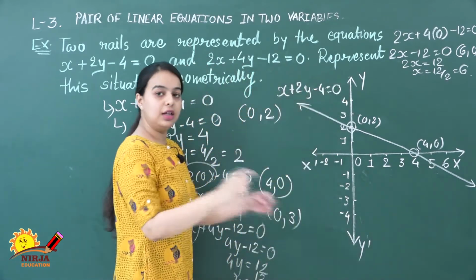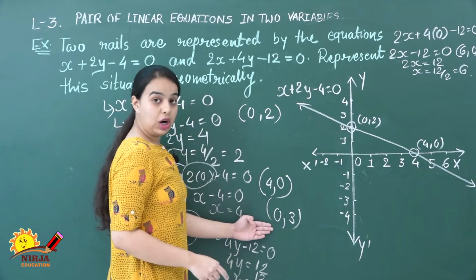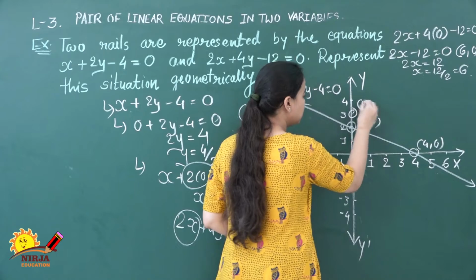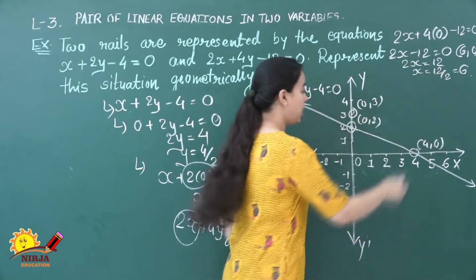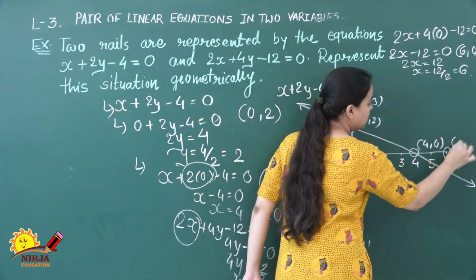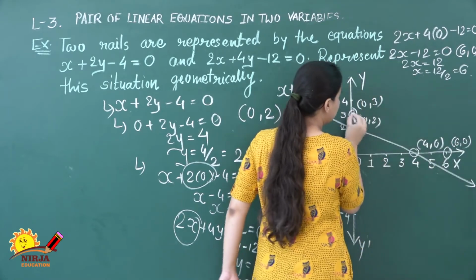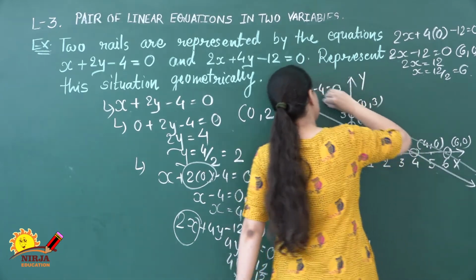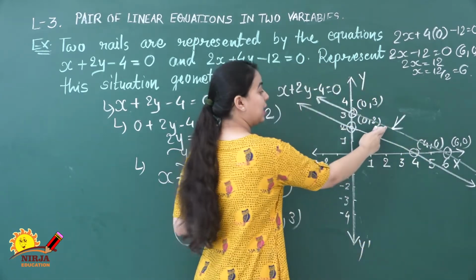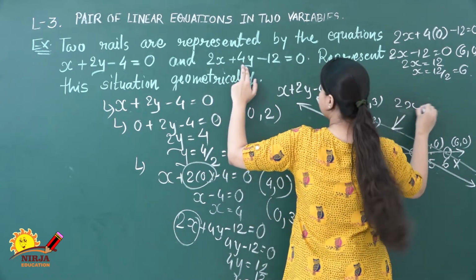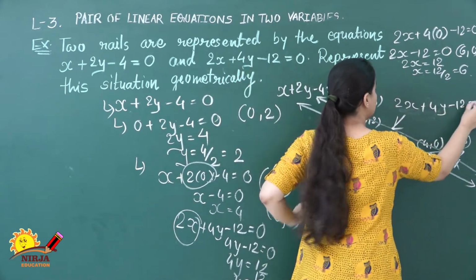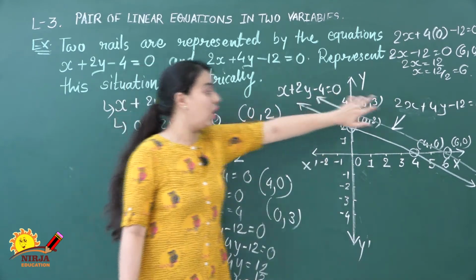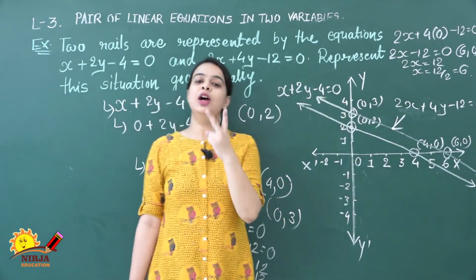Now let's indicate the other equation. For that we got the first point as 0, 3, x is equal to 0, y is equal to 3, that means here 0, 3, and the second as 6, 0, x is equal to 6, y is equal to 0, that means here 6, 0. So now let's draw a straight line passing through both the points, and this also we got as a straight line. This line indicates the graph of 2x plus 4y minus 12 is equal to 0. So here we have represented a pair of linear equations in 2 variables.